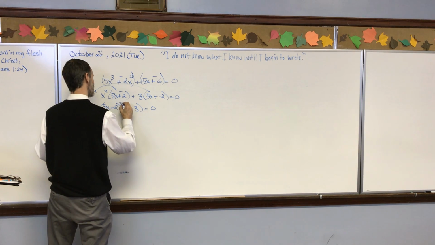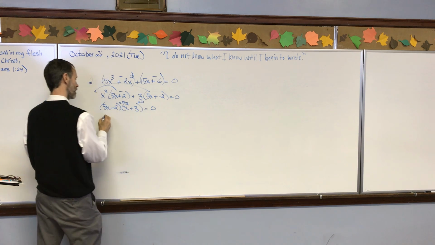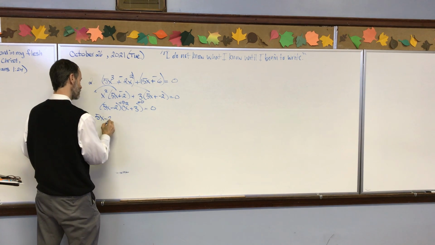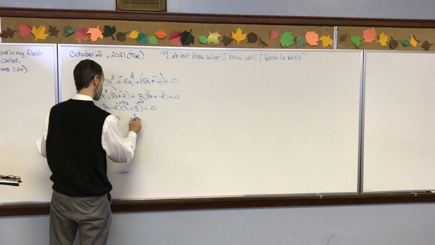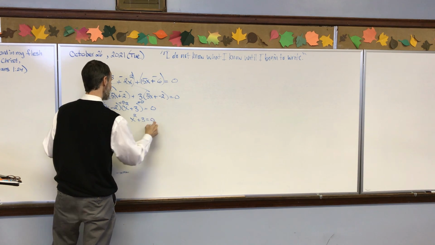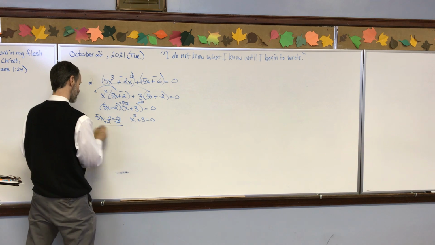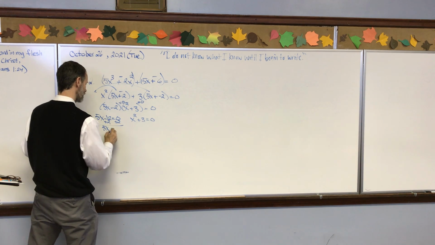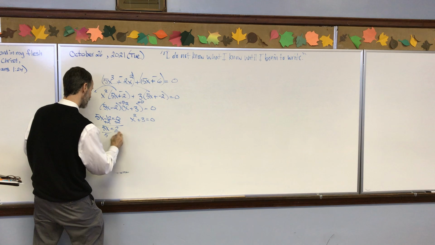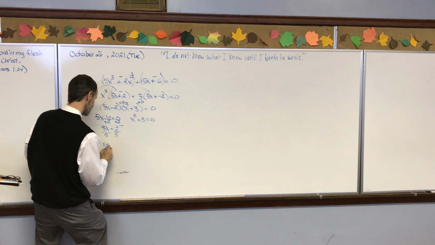So now set these both equal to 0. And then this is 5x minus 2 equals 0. X squared plus 3 equals 0. This is not going to be real numbers. Let's try this one first because they're real. So 5x equals 2, divided by 5. X equals 2/5.